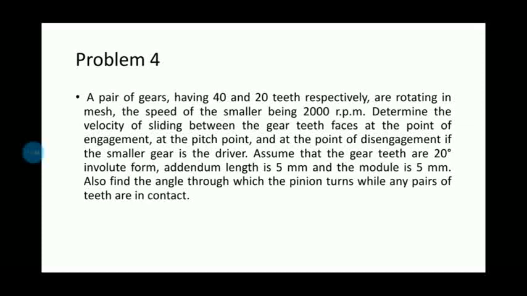At the pitch point, what is the sliding velocity? Sliding velocity varies with the distance from the pitch point. So when the distance equals 0, there will be no sliding velocity. So at pitch point, sliding velocity will be 0. That is the answer. At the point of disengagement, that is point L, you have to find omega 1 plus omega 2 into PL.